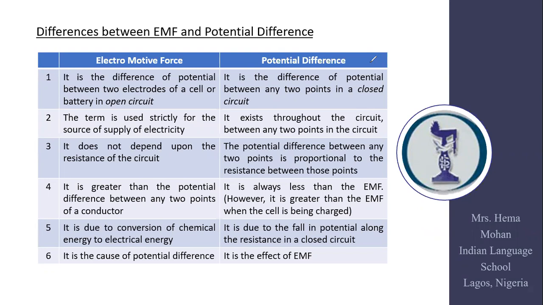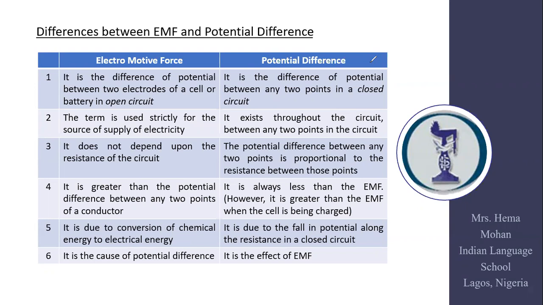So we move on to see what are the differences between electromotive force and potential difference. Most of these differences were said during the course of this session. You can see here that EMF is basically in open circuit, while potential difference is in closed circuit. EMF is specific for the cell. You cannot measure EMF across a resistor, a capacitor or an inductor, but potential difference can be measured across any 2 points in a closed circuit. It is not specific to a cell.